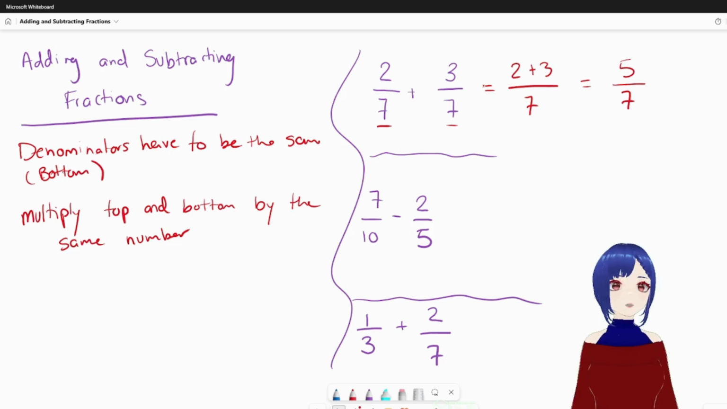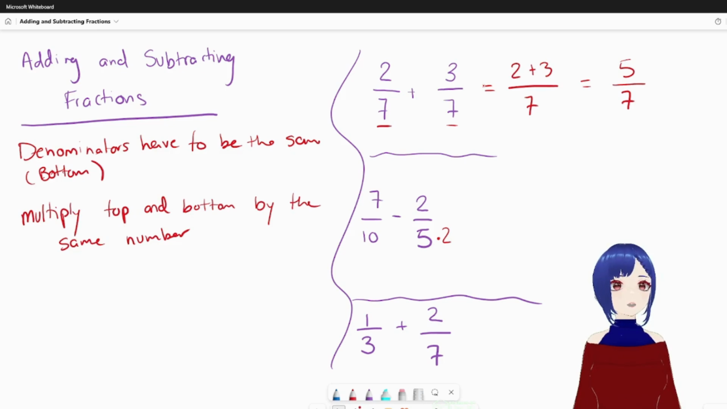In the second question, it says 7/10 minus 2/5. When you're doing this, you're typically going to try and make the smaller denominator, in this case the 5, equal the larger one. This is the second level of type of question. So we want to turn the 5 into a 10 using multiplication. To turn 5 into 10, we can do 5 times 2. 5 times 2 is 10.